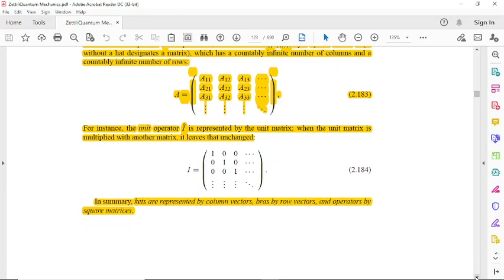For instance, the unit operator I can also be represented as a unit matrix, and when the unit matrix is multiplied with another matrix, it leaves that unchanged. So I we can express as one matrix 1 0 0 0, 0 1 0 0, 0 0 1 0 and so on. In summary, kets are represented by column vectors, bras by row vectors, and operators by square matrices.